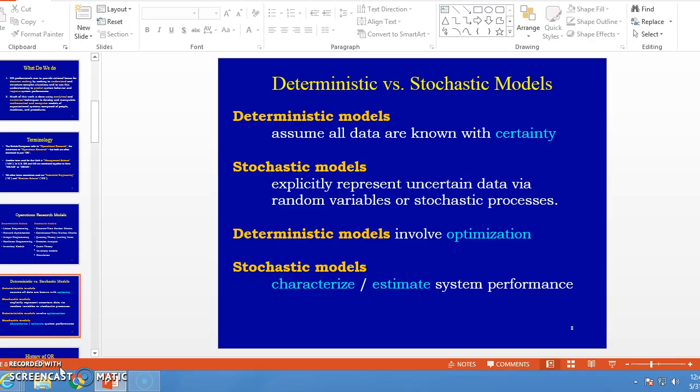The next one is, what are the differences between deterministic and stochastic models? Deterministic models assume all data are known with certainty. Stochastic models explicitly represent uncertain data via random variables or stochastic processes. Deterministic models involve optimization. Stochastic models involve characterizing or estimating system performance.